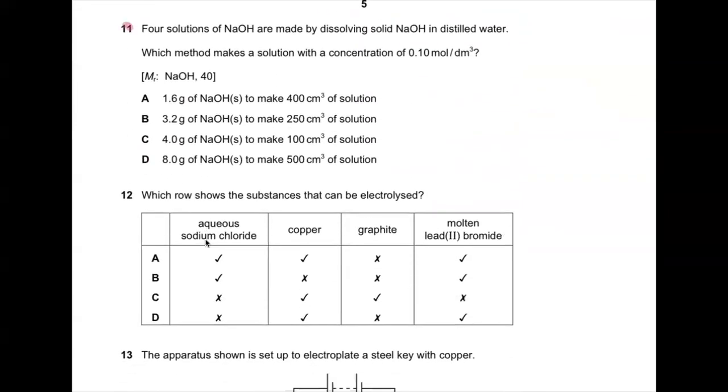Okay. Now MCQ number 11. Four solutions of sodium hydroxide are made by dissolving solid sodium hydroxide in distilled water. Which method makes a solution with a concentration of 0.1 mole per dm cube? Okay, so we have to calculate the concentration. The Mr of sodium hydroxide is 40.